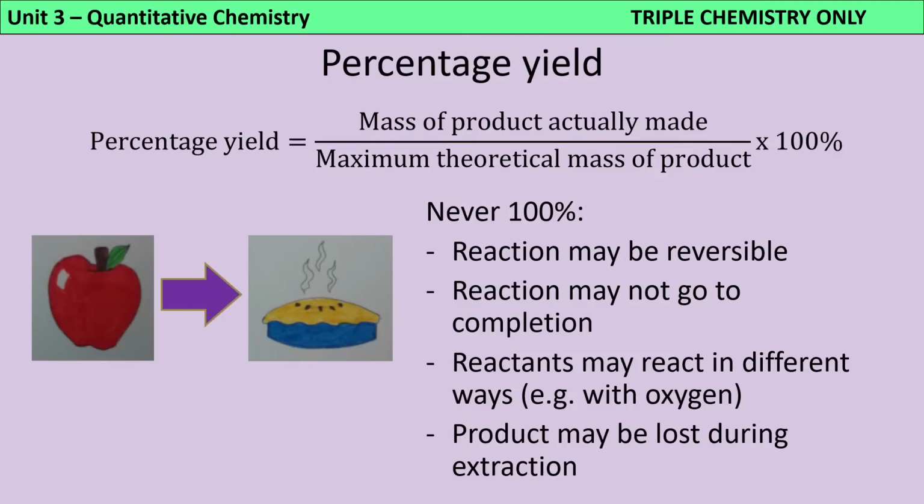So if I was expecting to make 100 kilograms of ammonia and I actually only made 70, I'd do 70 divided by 100 and turn it into a percentage. It would be 70%. Yes, percentage yield is only triple. Came as a surprise to me too.